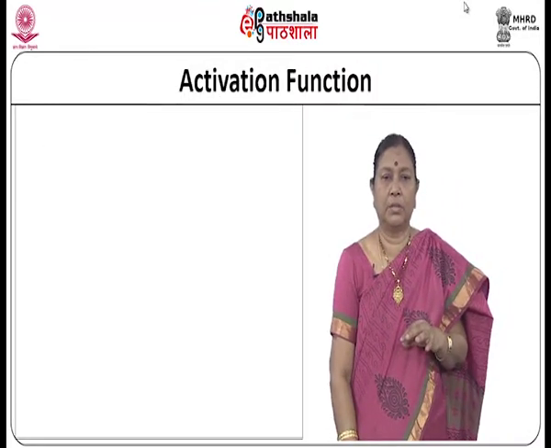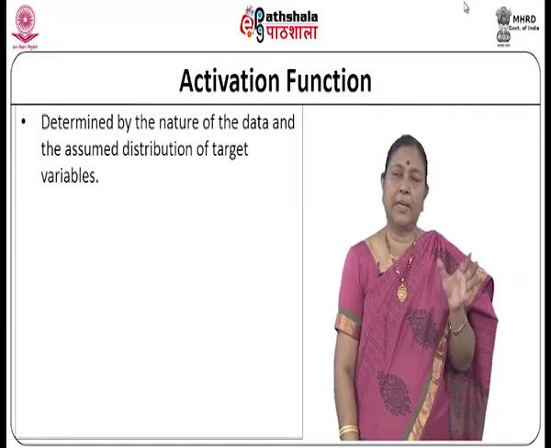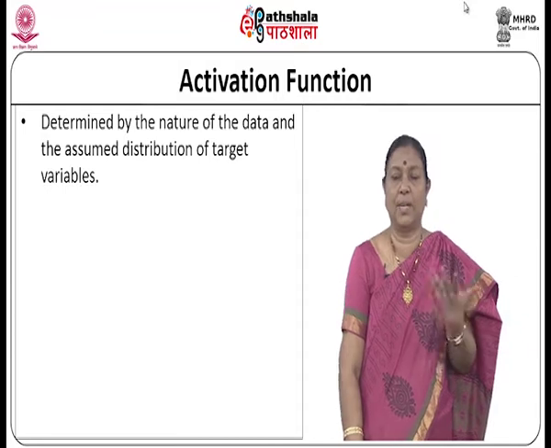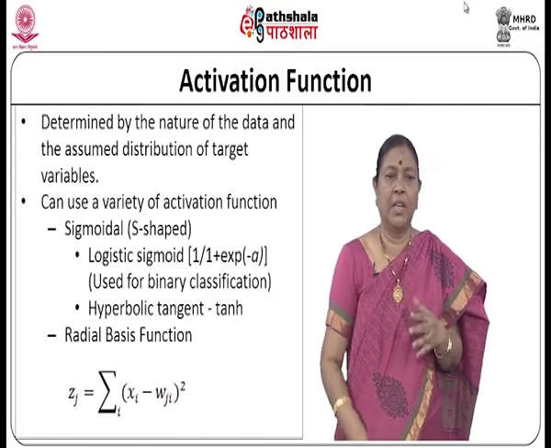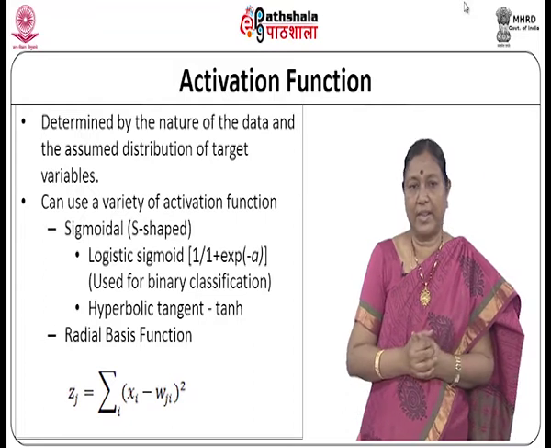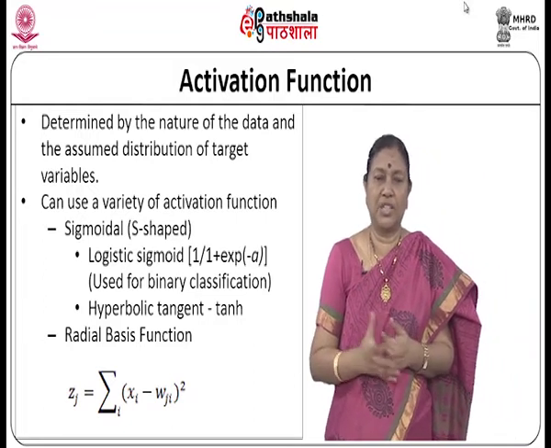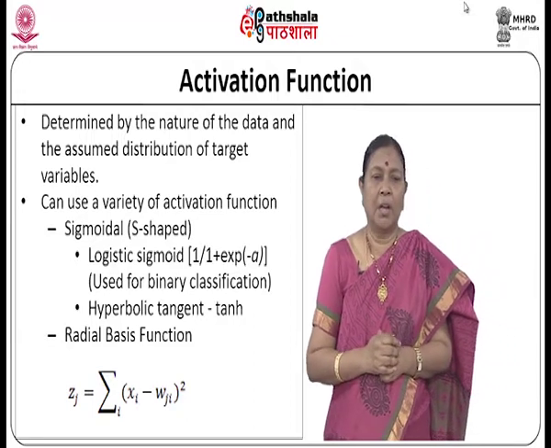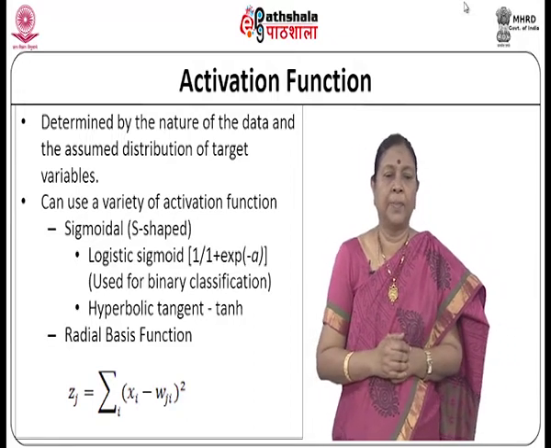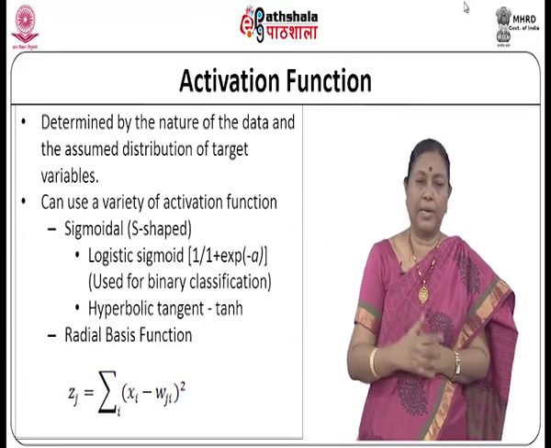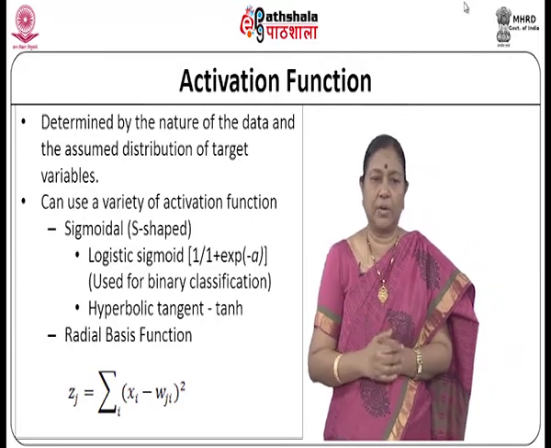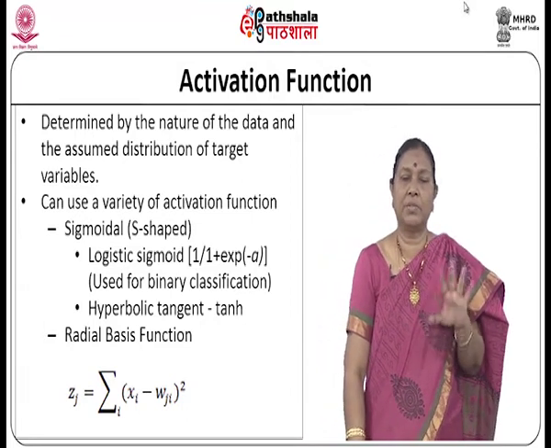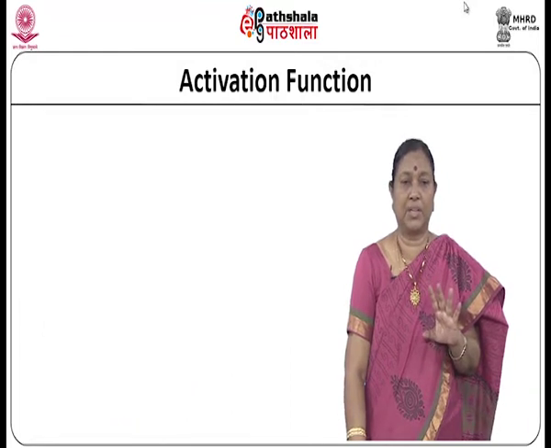Now, the activation function is determined by the nature of the data and the assumed distribution of the target variables. How will it be distributed? Based on that, you can choose the activation function. You can consider a variety of activation functions. So, the sigmoid or S-shaped function is fairly common, called the logistic sigmoid, used for binary classification, or the hyperbolic tangent called tanh. And then you can also use the radial basis function, where zj is equal to the sum over i of (xi minus wji) the whole squared. So, this is another method that they use, which is called the radial basis function.